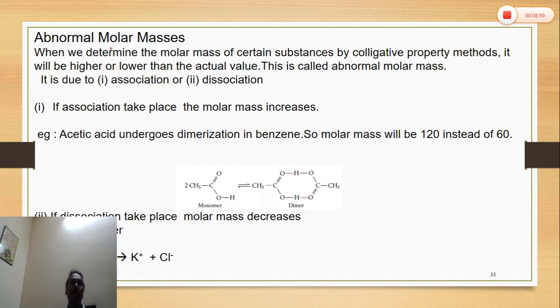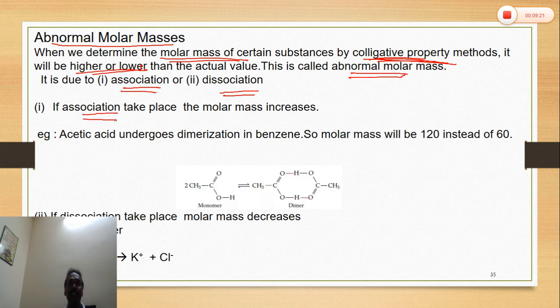Now, abnormal molecular mass. When we determine the colligative property, we determine the molar mass of certain substances by using colligative property methods. That will be higher or lower than the actual value. Instead of getting the correct value, we will get a higher or lower value. This is called an abnormal molecular mass. This abnormal molecular mass is due to two reasons: one is association, or it may be due to dissociation.